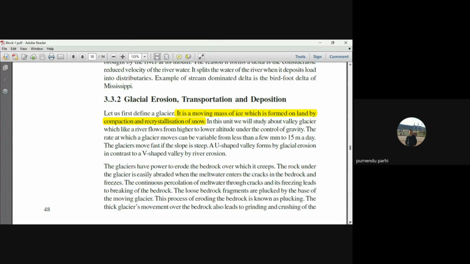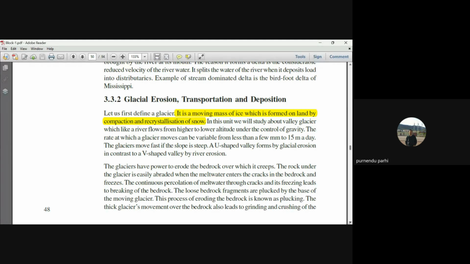The rock under the glacier is easily abraded when the meltwater enters the cracks in the bedrock and freezes. The continuous percolation of meltwater through the cracks and its freezing leads to the breaking of the bedrock. The loose bedrock fragments are plucked by the base of the moving glacier. The process of eroding the bedrock is known as plucking.